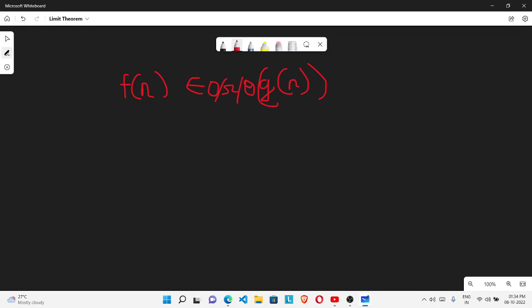So of course, if let's say f of n belongs to big O of g of n, then that also means that g of n belongs to omega of f of n. It's understandable, right? Yeah, it's very intuitive. If one function is the worst case of the second function, then the second function is the best case of the first function.